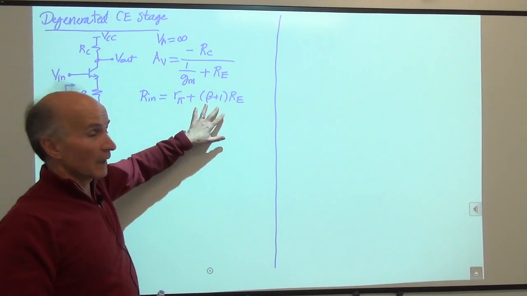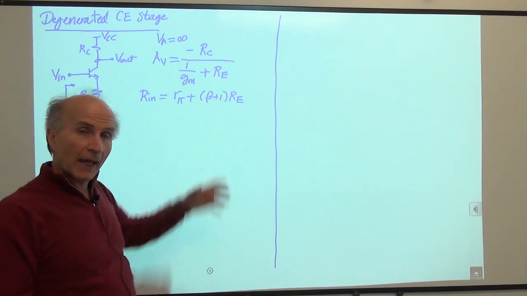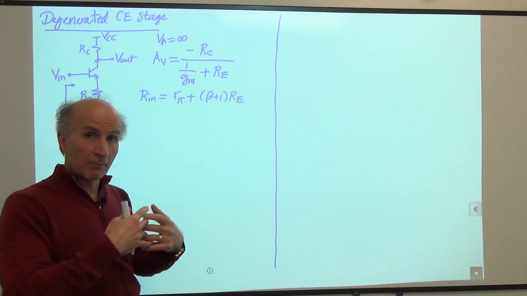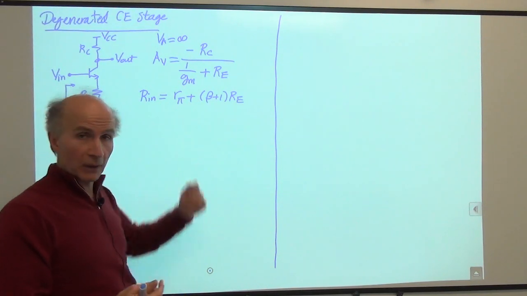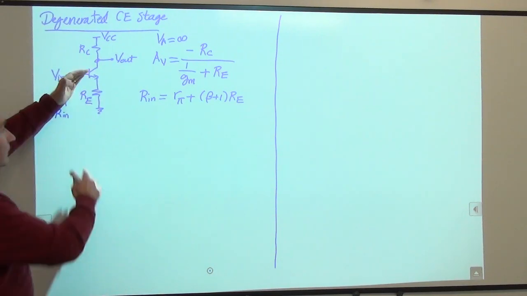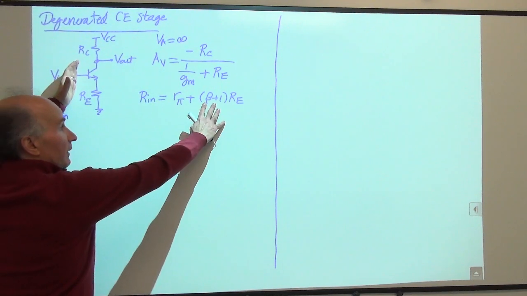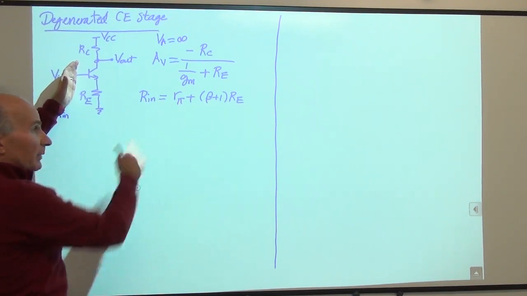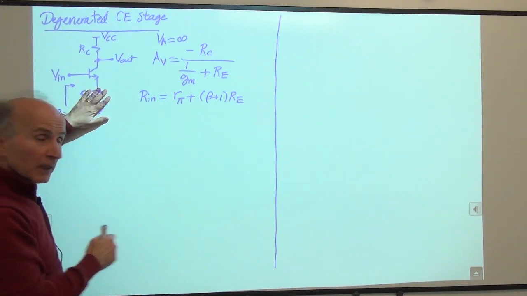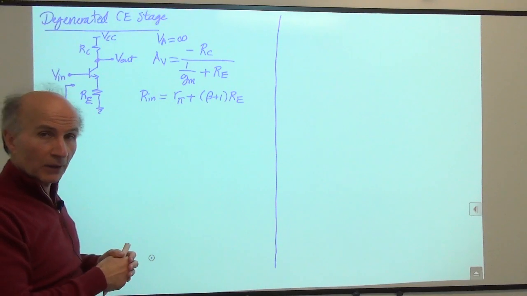So what this circuit does is it takes the degeneration resistance and reflects it to the base, so to speak, with a magnifying factor of beta plus 1. So the resistance that we see here is this raised or multiplied by beta plus 1 and then added to r pi. So anything that we have connected from emitter to ground is multiplied by beta plus 1 when we see it from the base terminal.